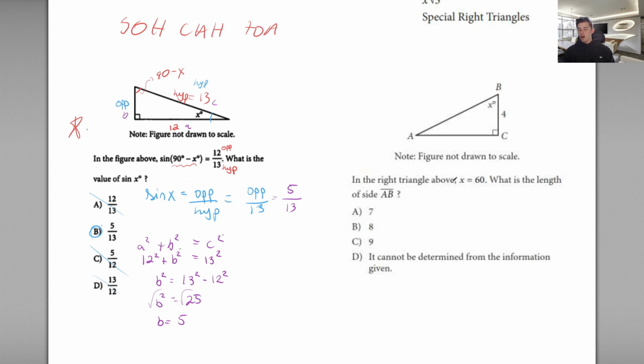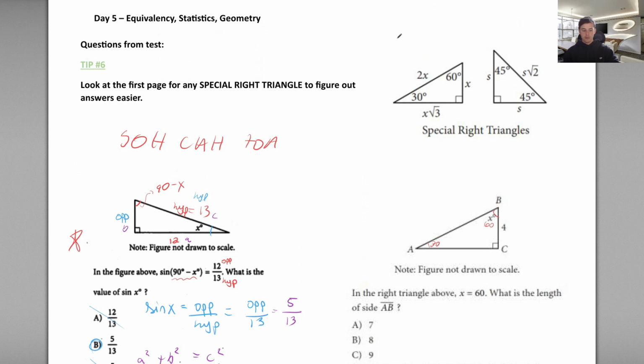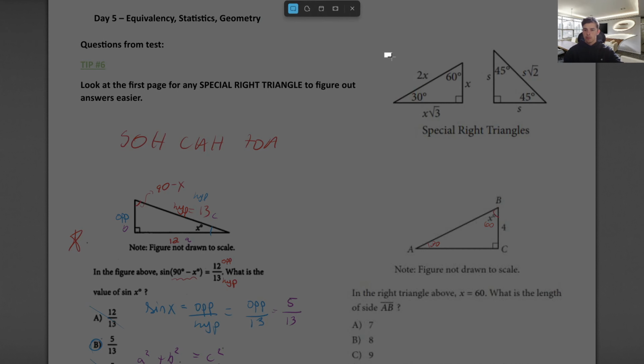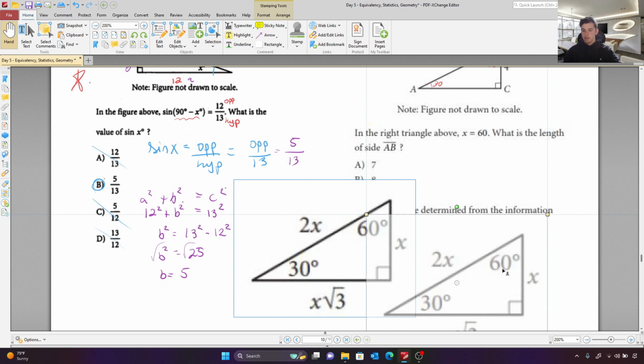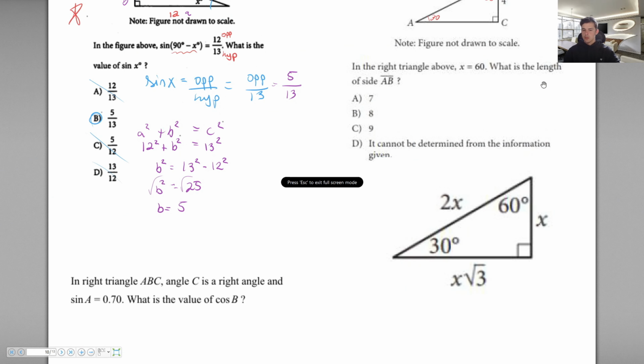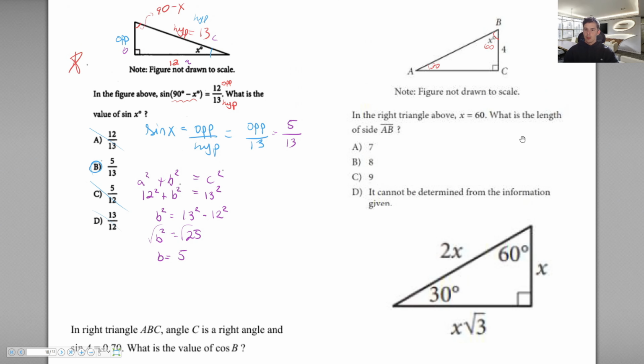In the right triangle above, x equals 60. So this equals 60. If this equals 60, then we know that this equals 30. And we know that this is a special right triangle right from the beginning, which is this one right here. Let's take a screenshot and paste it down here. All right. So if this is 60, then 4 is the same thing as x here, so that's 4.